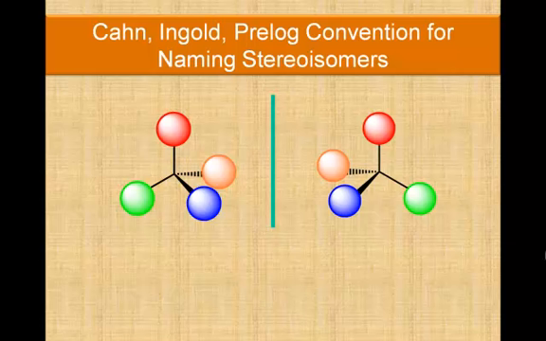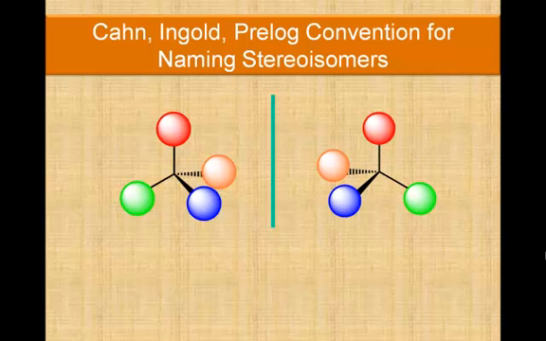Greetings, organickers. We've been working on chirality and chiral molecules. We said that the most common feature to impart chirality to a molecule is a tetrahedral stereocenter, or a tetrahedral carbon with 4 different groups attached to it. So I'm showing you here a pair of enantiomers.